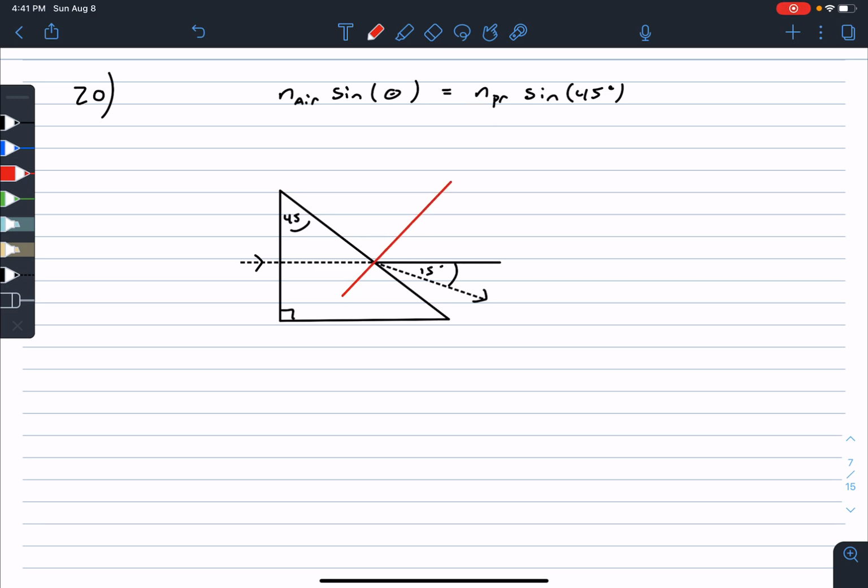And then from this, we're able to tell that this is going to be 45 degrees here, because this is a 45, 45, 90 triangle. So what does that mean then? That means that this is 45 degrees, right? And then this entire angle here is going to be 45 plus 15, 60 degrees is the angle that's refracted, right? That's our refracted angle.